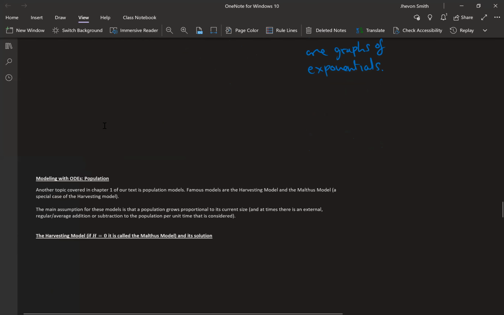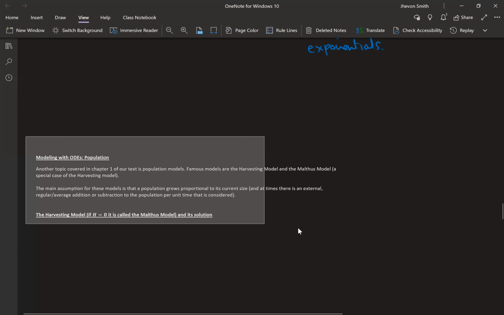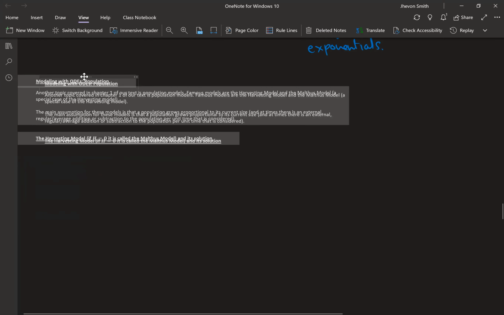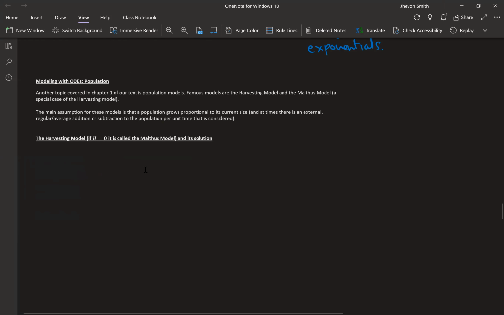One last thing in chapter 1 is population models. They wanted to show you an instance of when first order derivatives can be used to model some real life situations, and population growth is one such situation. Now, there are many models for population. We're going to look at one of the most naive ones. It's called the Malthus model, which is a very specific case of something called the harvesting model. So we're going to look at the harvesting model of a quantity that's growing exponentially.